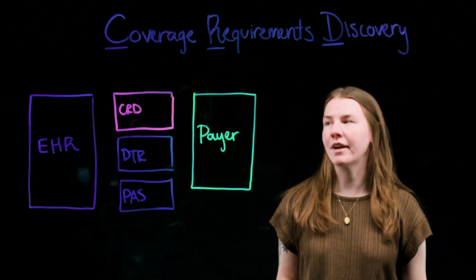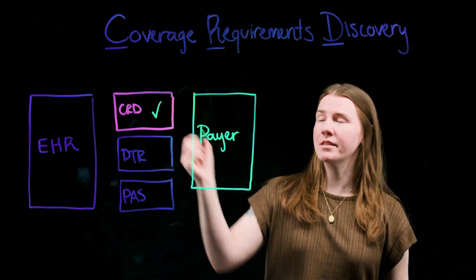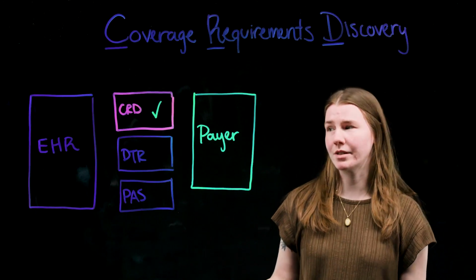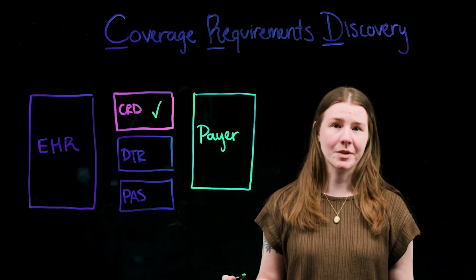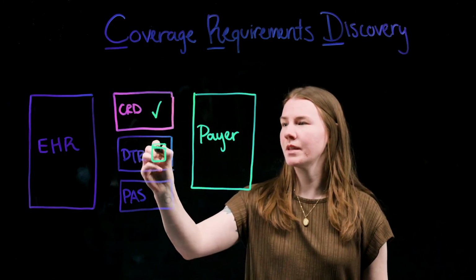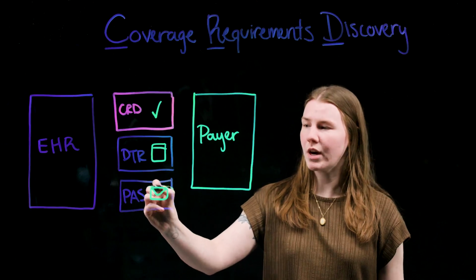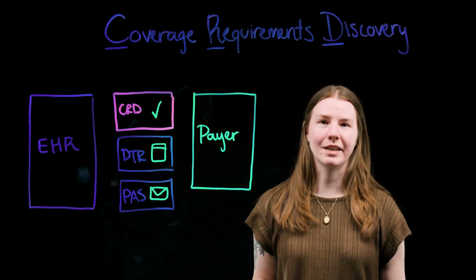CRD is triggered in provider workflows like scheduling or ordering. If CRD determines that documentation is required for a service, DTR, or Documentation Templates and Rules, can then retrieve the necessary forms. And if prior authorization is required, PASS, or Prior Authorization Support, can handle submitting that request.